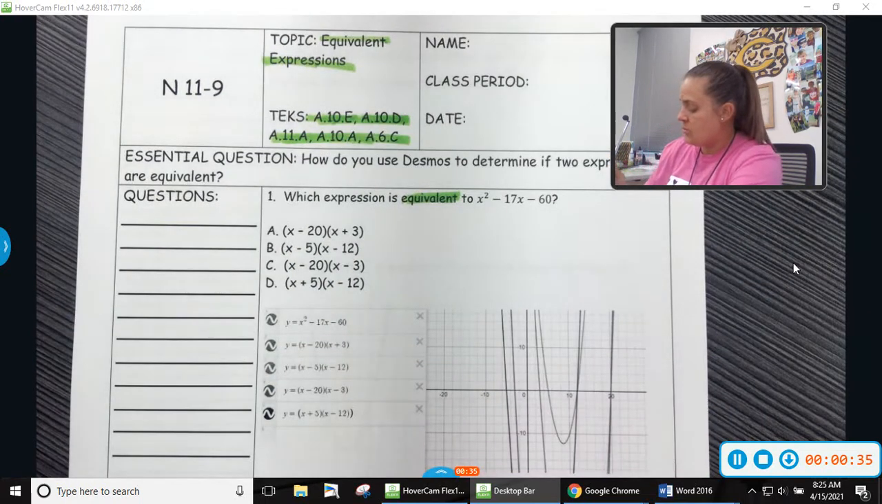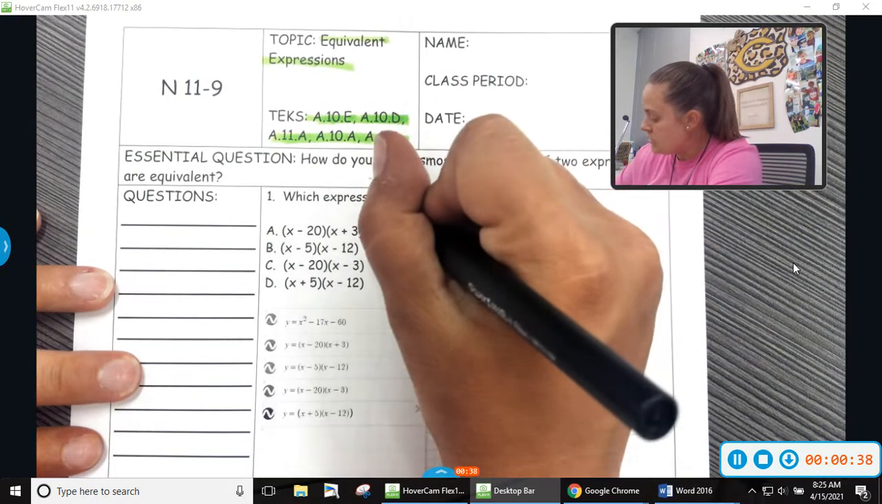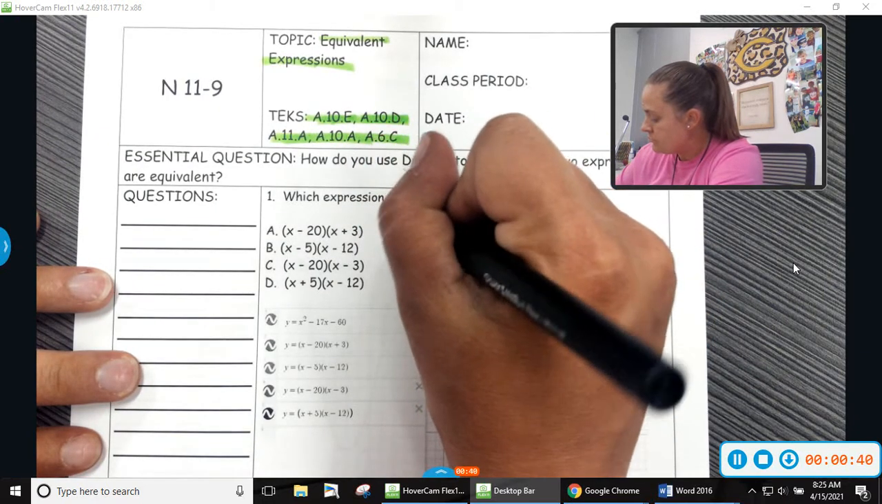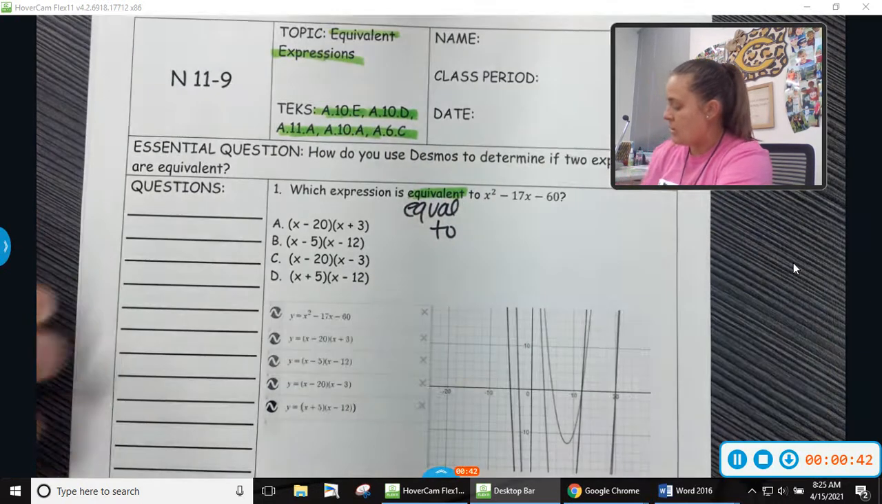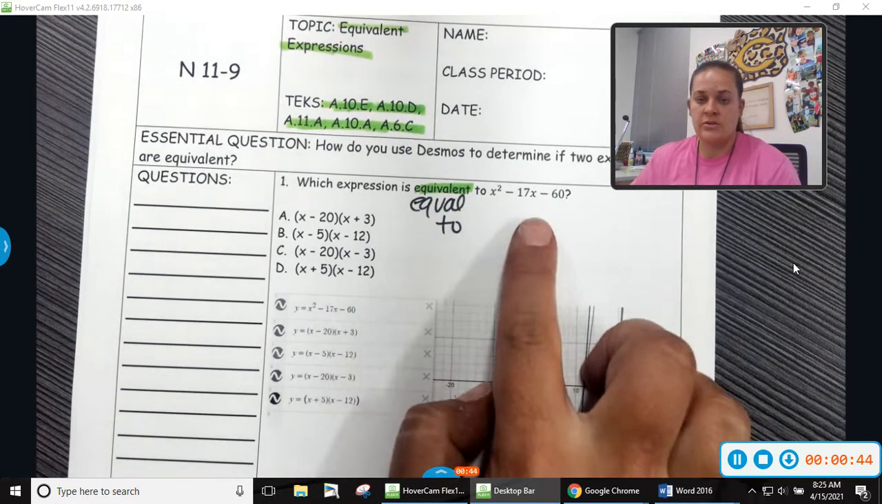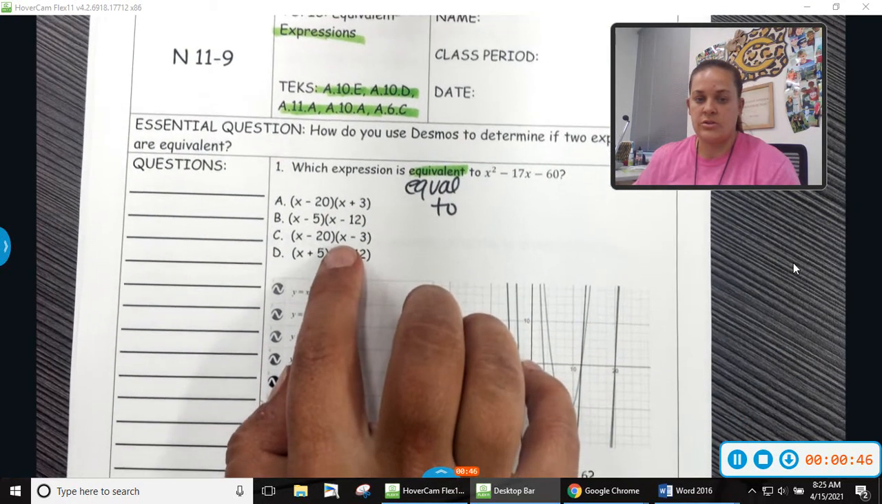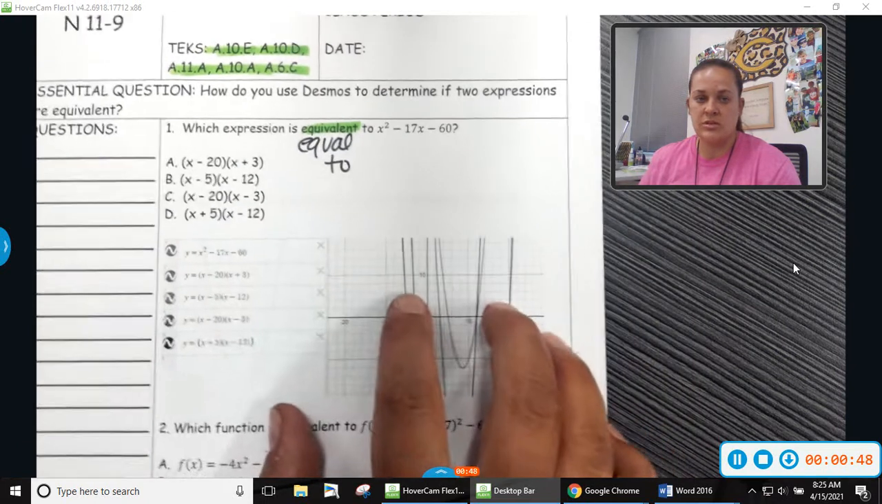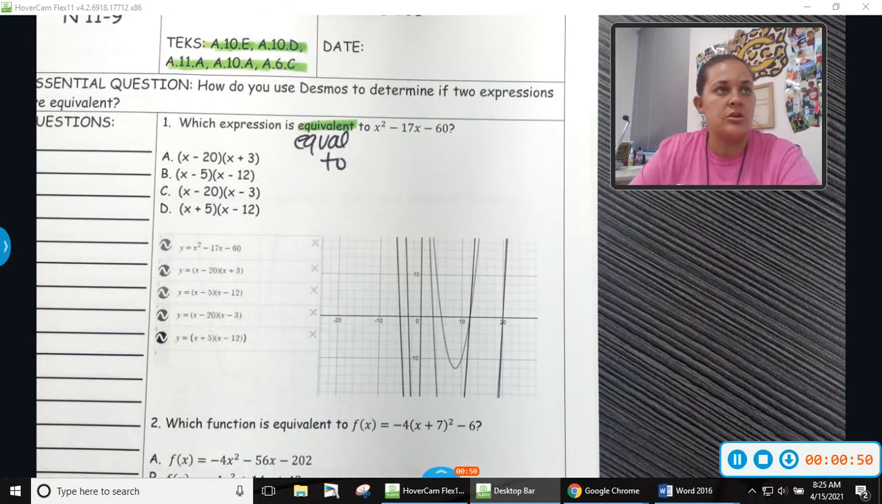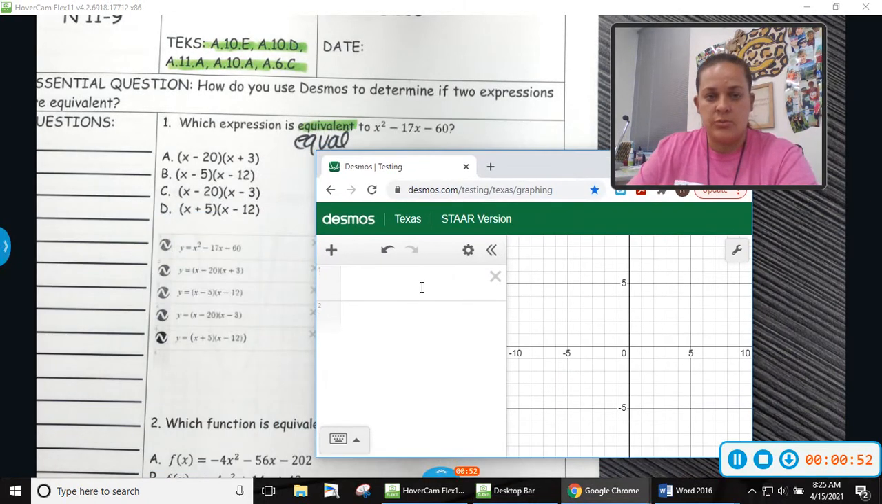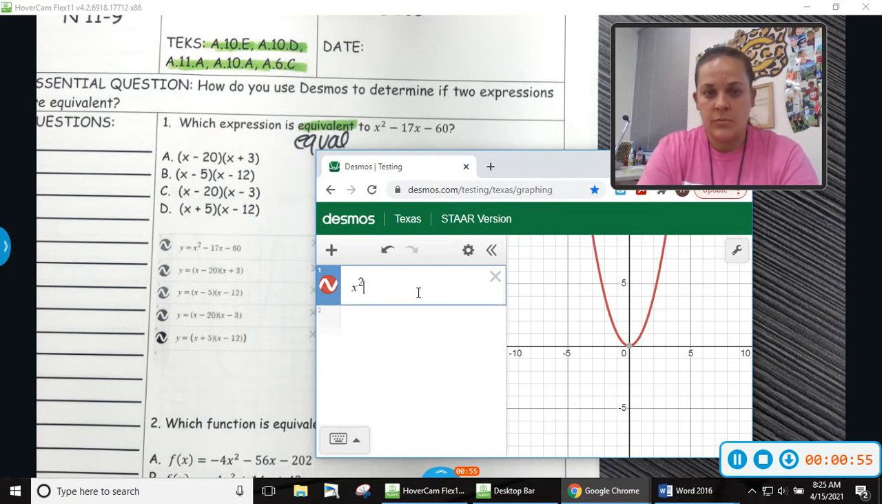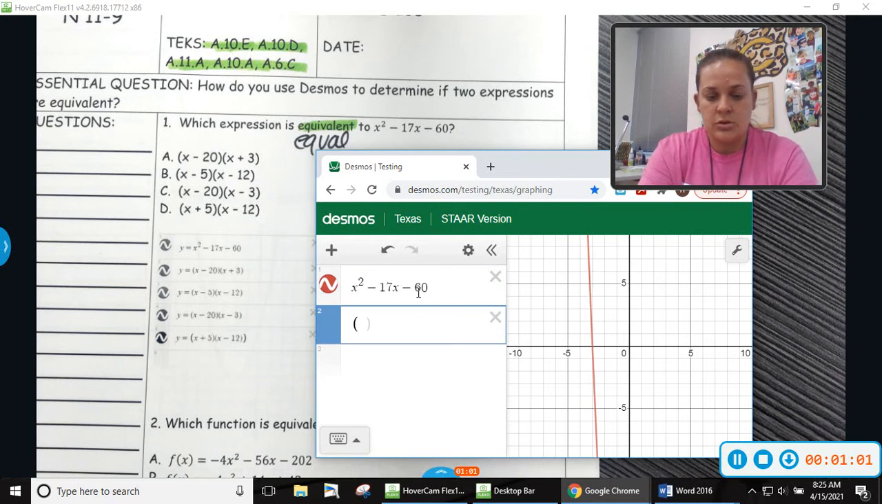That's your key word. Equivalent to means equal to or same as. What they really want you to do is factor this and then see what the factors are. But with Desmos, it makes this question a lot easier. All you're going to do is type in your original, x squared minus 17x minus 60. Type in your first answer choice, x minus 20, x plus 3.